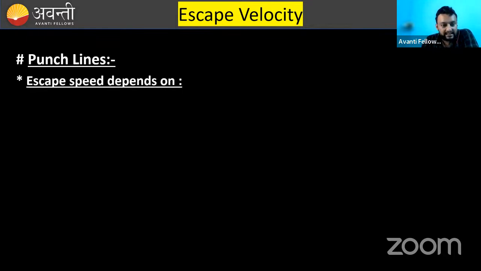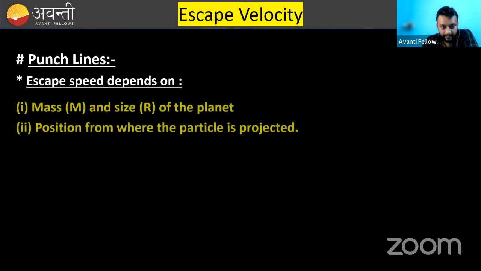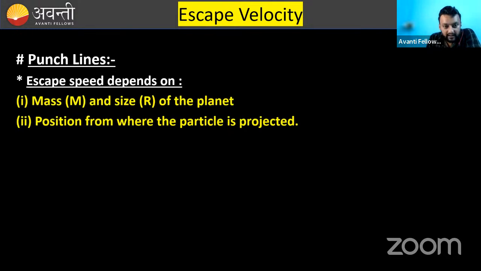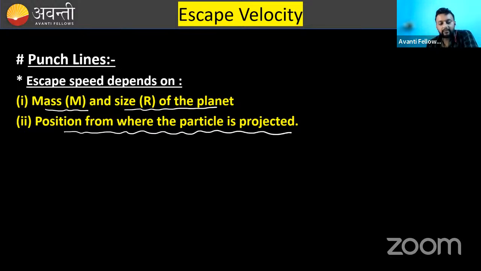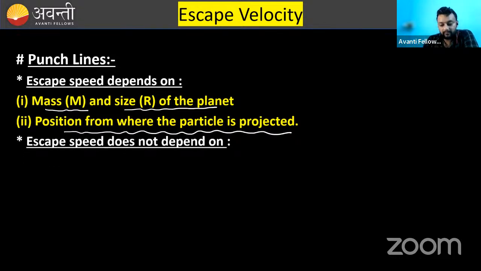On which parameters does escape speed depend? One, it depends on the mass and size of the planet. Another thing, the position from where the particle is projected. Escape speed depends on these two parameters.